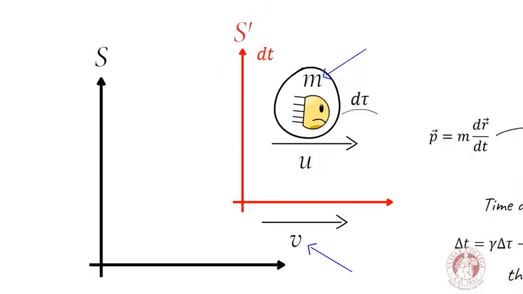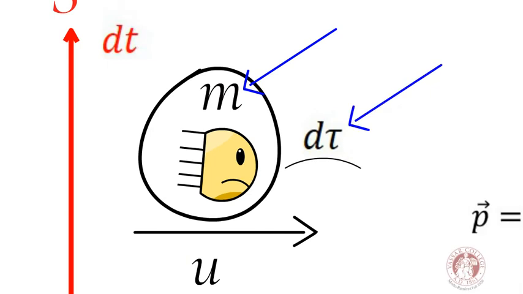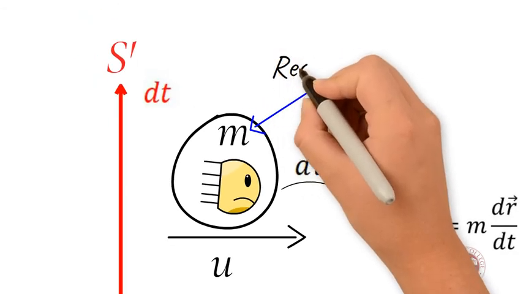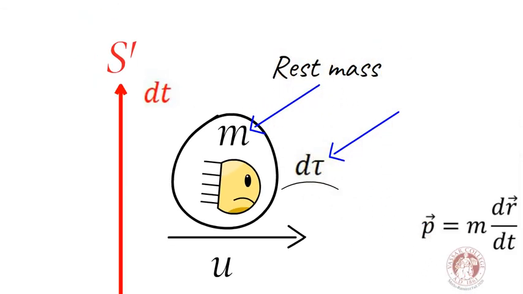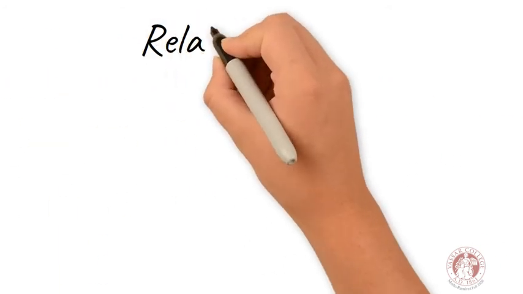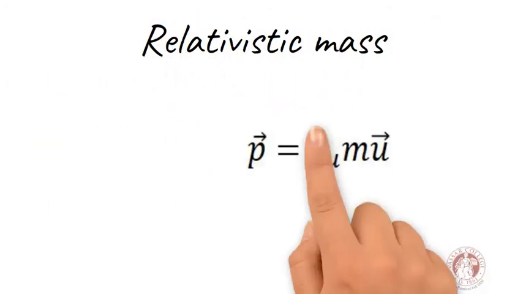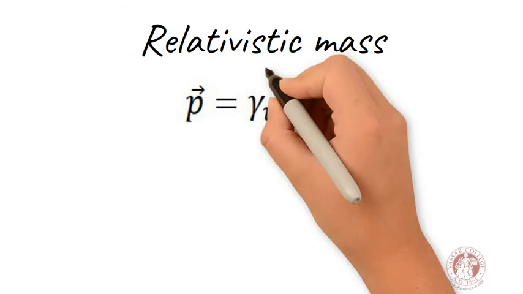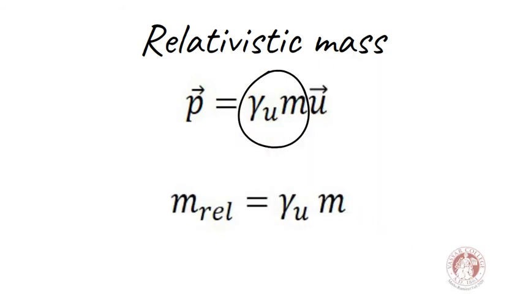Additionally, we can see that the mass of the particle is m when measured in the resting reference frame of such a particle. This is commonly called the rest mass. Also, in some textbooks, it is usual to find the term relativistic mass defined as the product of the mass times the relativistic factor.